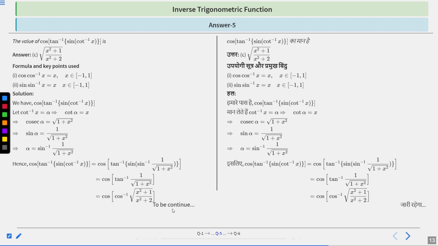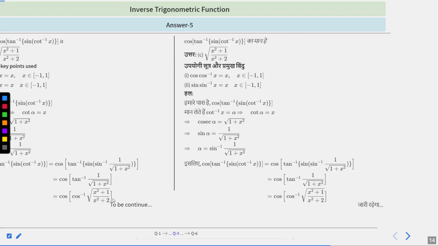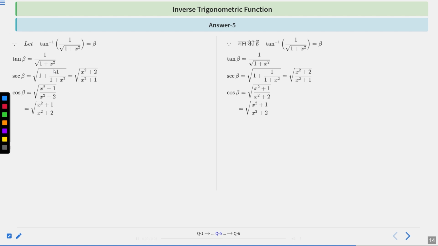Clear? Now, let's convert tan inverse 1 by root over 1 plus x square in terms of cos inverse of something. Therefore, it will be equal to cos of cos inverse of that expression. Clear? Now, let tan inverse 1 by root over 1 plus x square be equal to beta. Therefore, tan beta will be 1 by root over 1 plus x square. Therefore, sec beta will be root over 1 plus tan square beta, because sec theta is equal to root over 1 plus tan square theta. Therefore, sec beta will be equal to root over 1 plus 1 by 1 plus x square, which is equal to root over x square plus 2 upon x square plus 1.